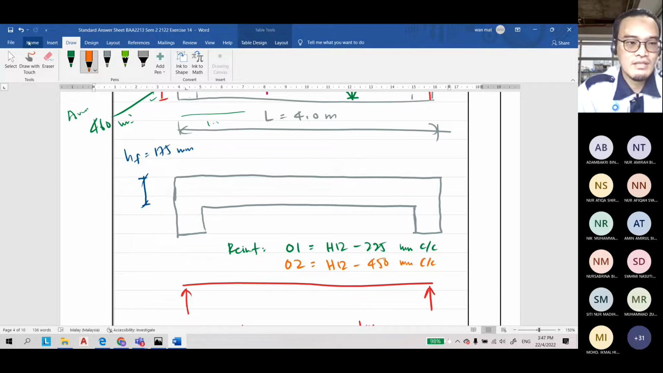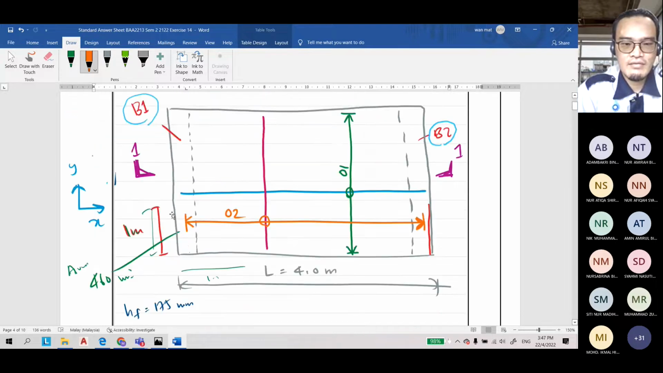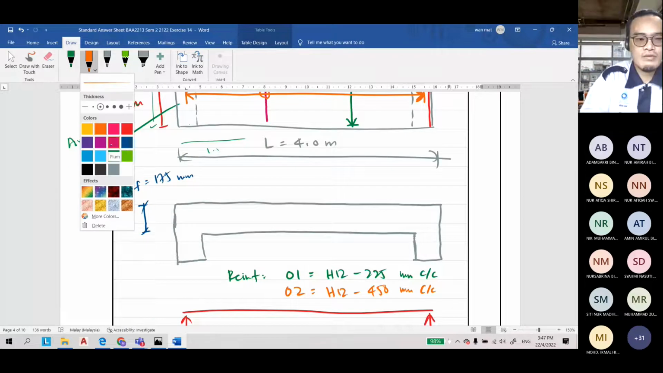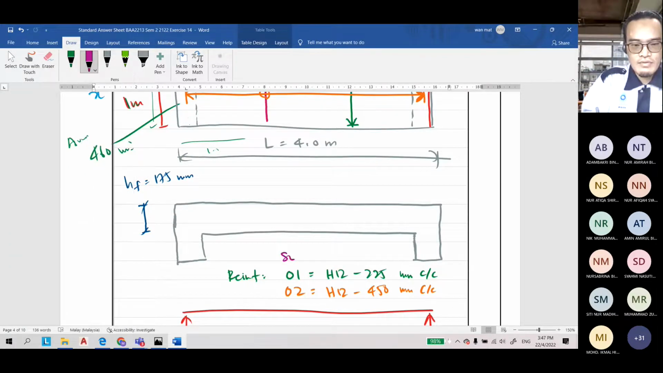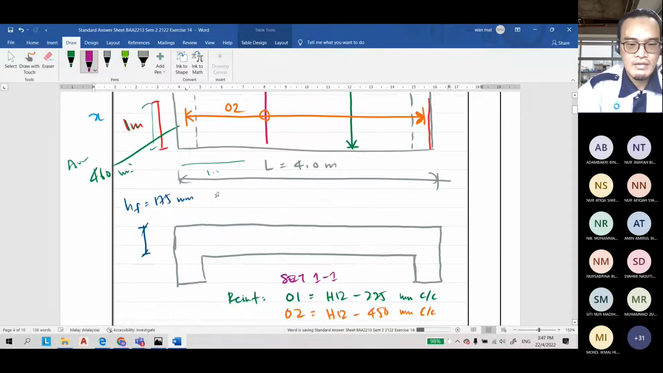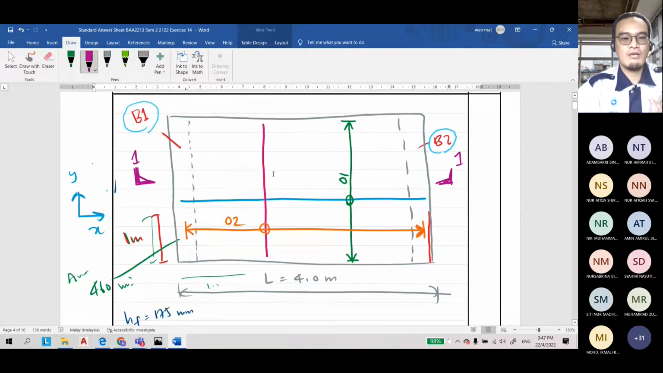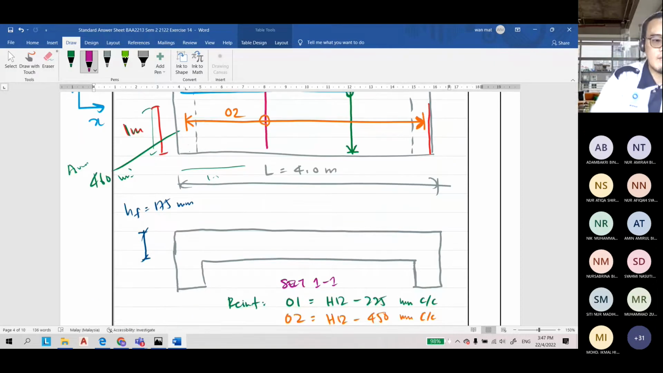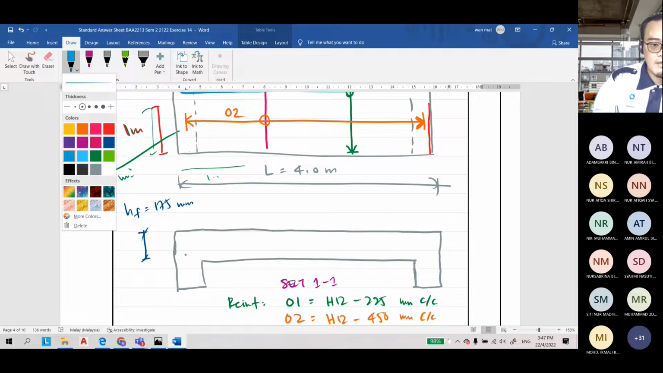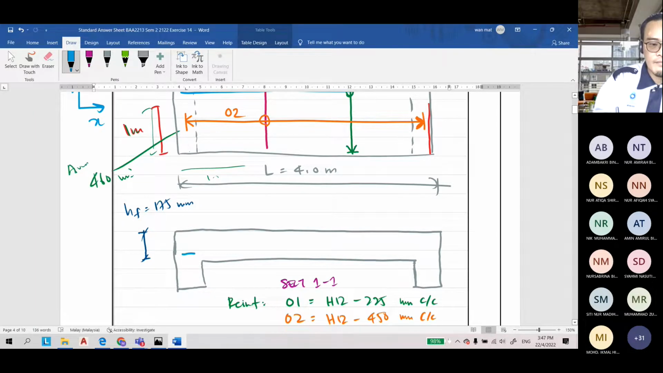Any question? If no questions for section 1.1. Sorry, I forgot this one. This is section 1.1, the diameter. Because the critical part is that the load will go to B1 and B2, the bottom part must be the main bar. So the main bar is here at the bottom.